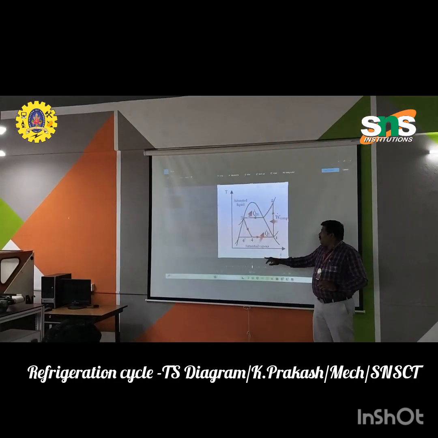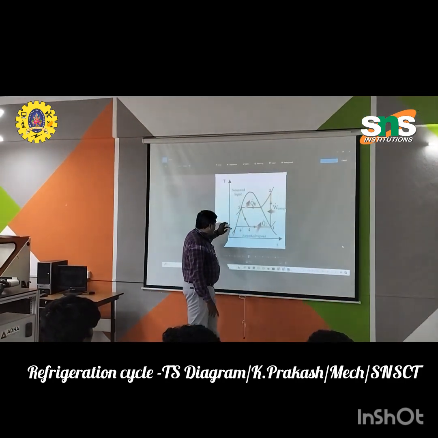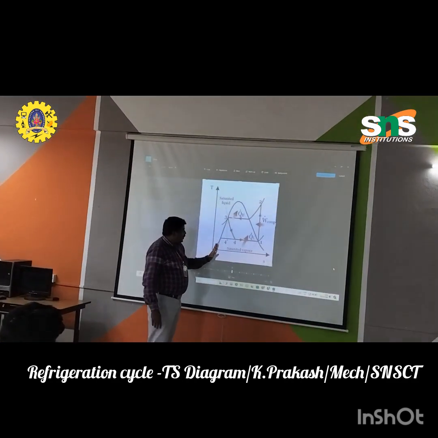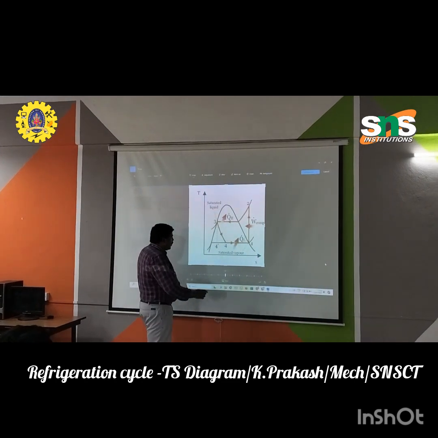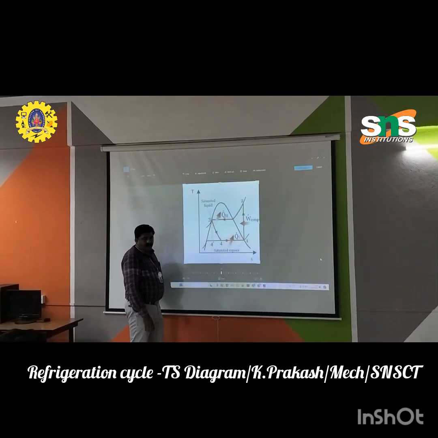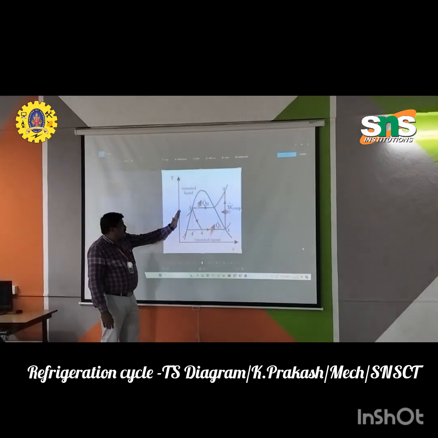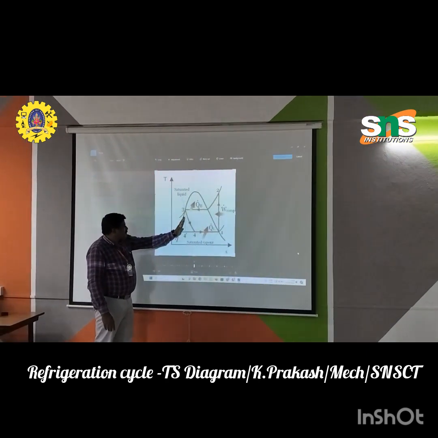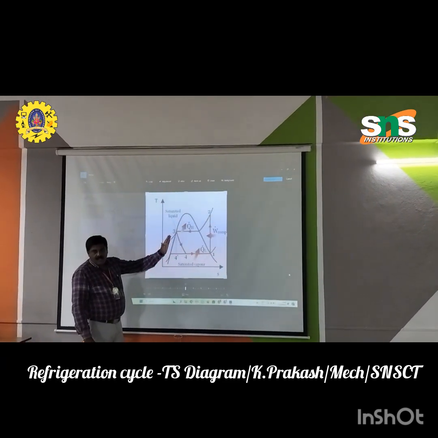Now in this TS diagram, in the x-axis we are taking entropy and in the y-axis we are taking temperature. So this area is taken as solid, by which it becomes a liquid. The left side of this curve is liquid. The left side of the curve is liquid.